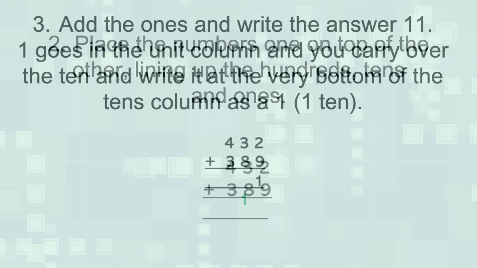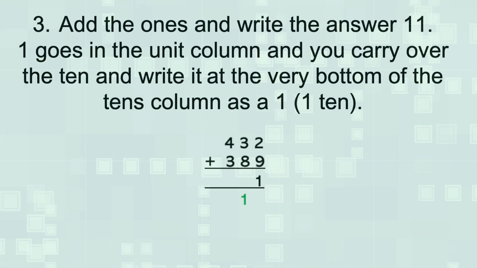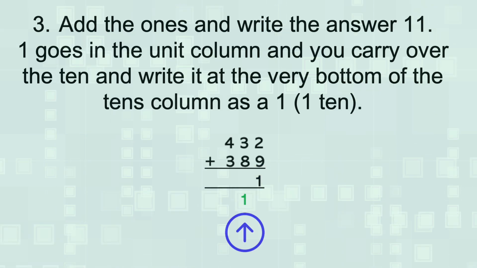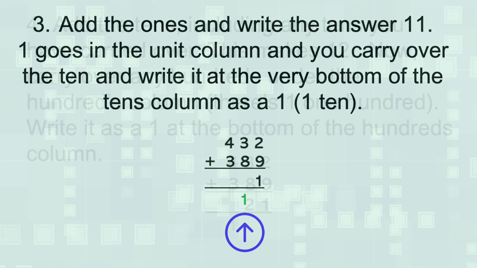2. Place the numbers one on top of the other, lining up the hundreds, the tens, and the ones. 3. Add the ones and write the answer 11. The 1 goes in the unit column, and you carry over the 10 and write it at the very bottom of the tens column as a 1, which is the same as saying 10.